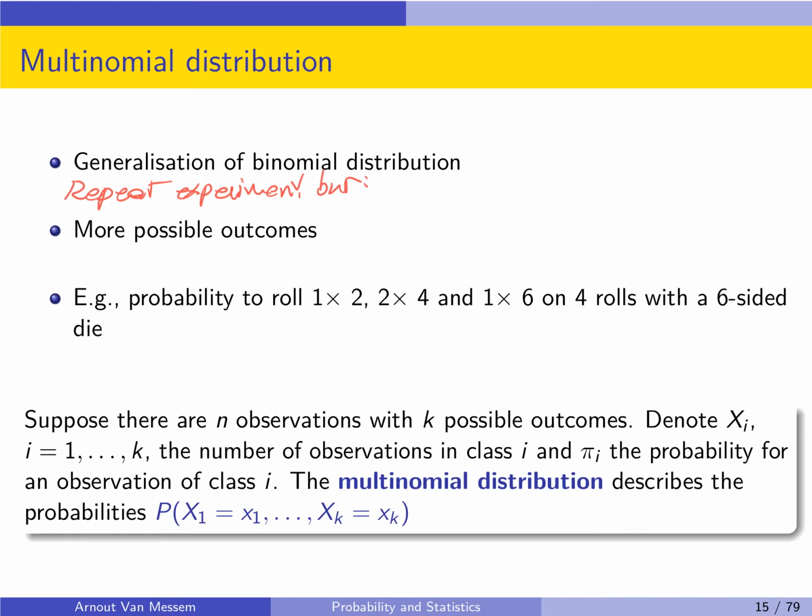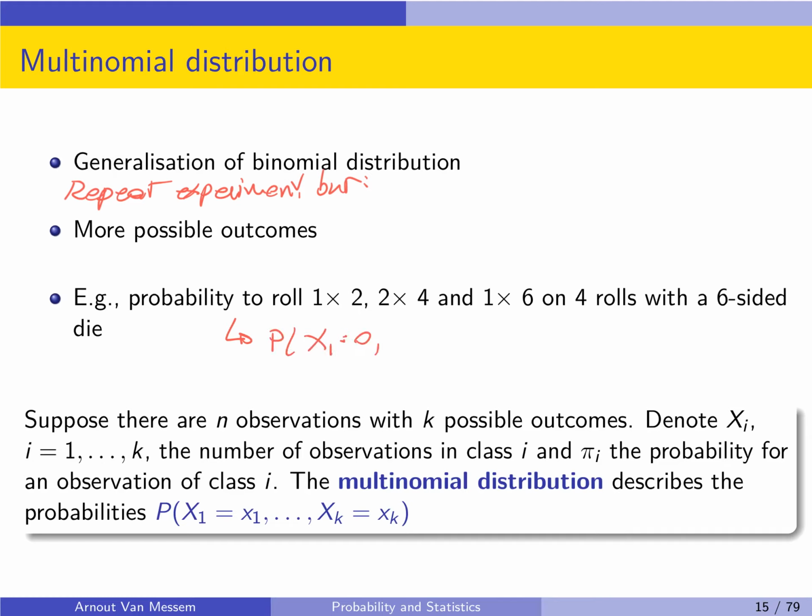And we denote x_i the number of observations in class i. So in x_i, you just see how often you have that outcome. π_i is then the probability for an observation of that class. And then the multinomial distribution describes all the probabilities such that you have a probability for X1 is x1. So you have x1 observations in class 1, you have x2 observations in class 2, and you have xk observations in class k.